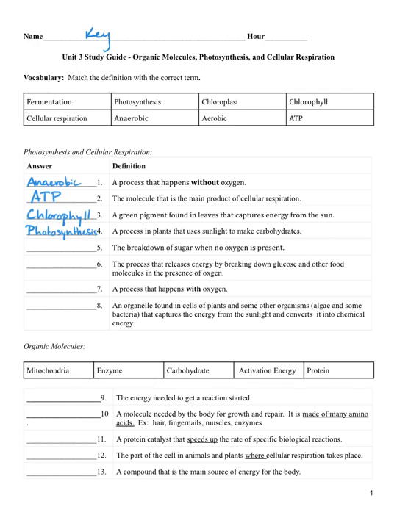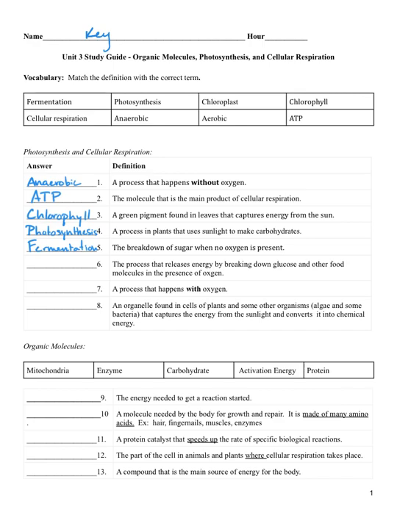Number 5 says the breakdown of sugar when no oxygen is present is fermentation. So remember, this is the process that happens after glycolysis if oxygen is not present in large enough quantities in your cells to do cellular respiration and to go through the Krebs cycle and the electron transport chain. So fermentation is when you break down sugars with no oxygen.